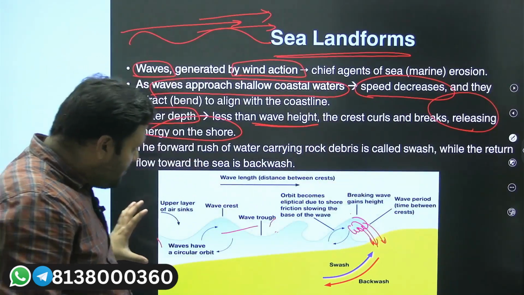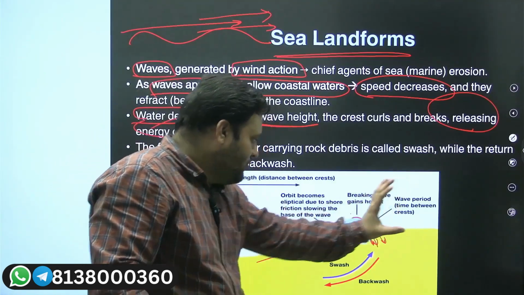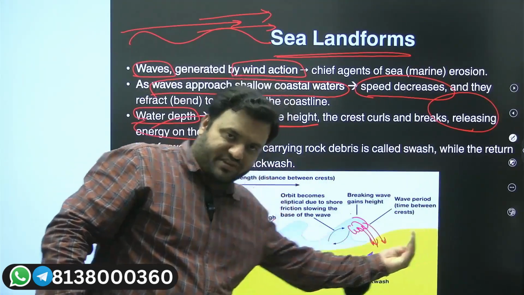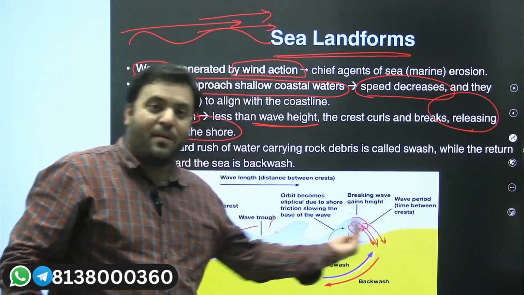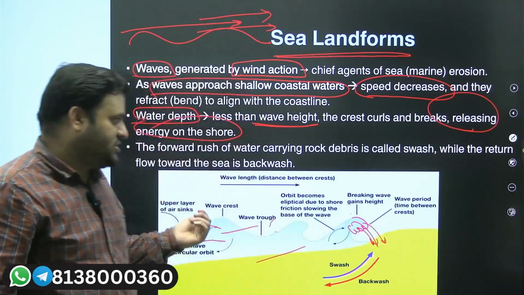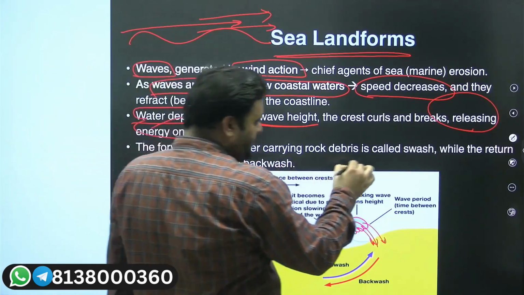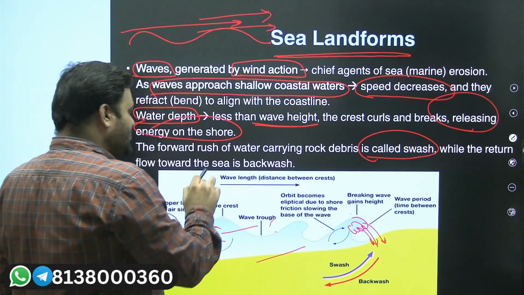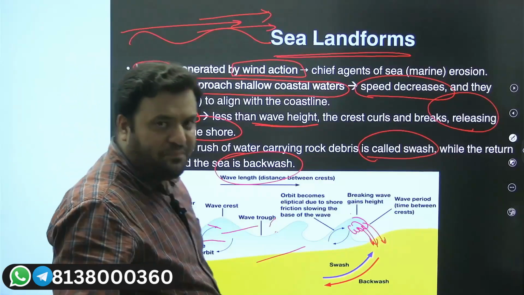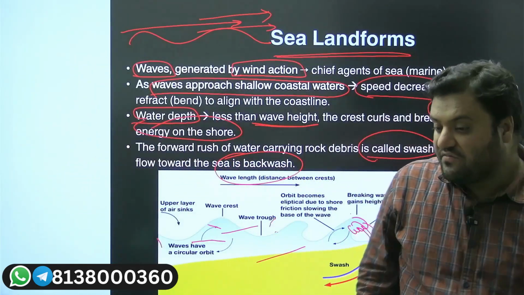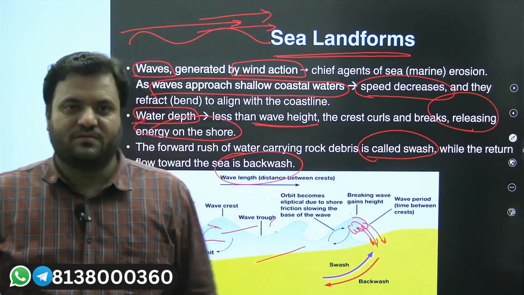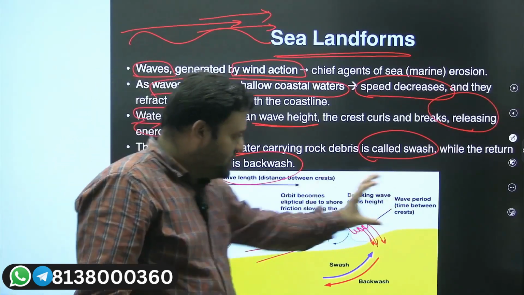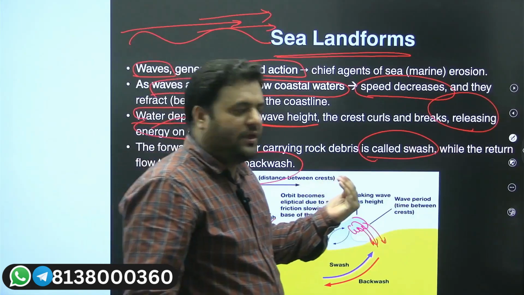And when the water is carrying rock debris and it moves like this, it will be called as what? Swash. And when the energy is released, and the water recedes back to the sea, that will be called as what? Backwash. So as a result of swash, there will be erosion. As a result of backwash, there will be deposition with respect to the sea waves, with respect to the sea water. So we have swash and backwash, erosion, deposition. Okay.